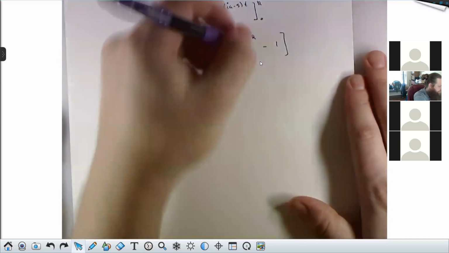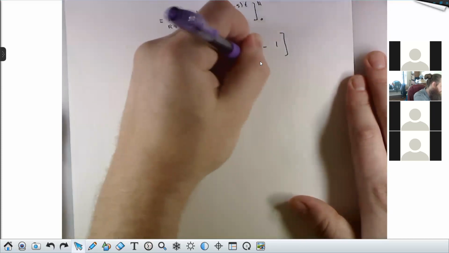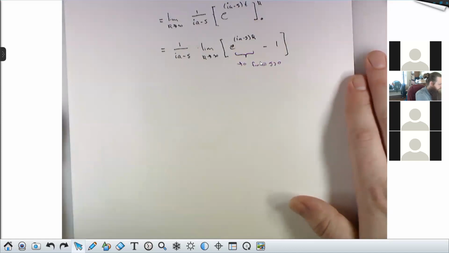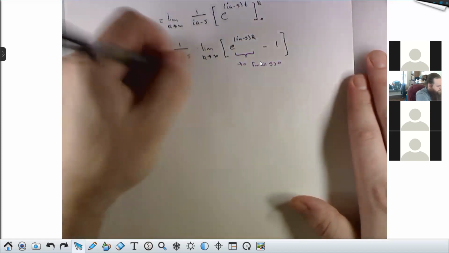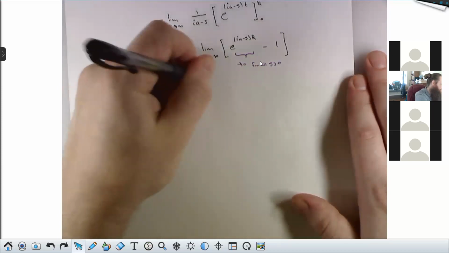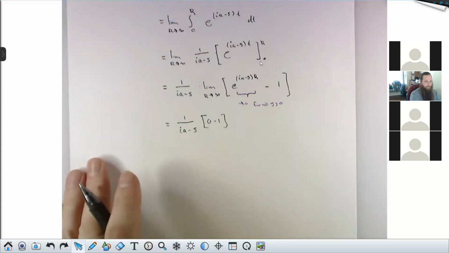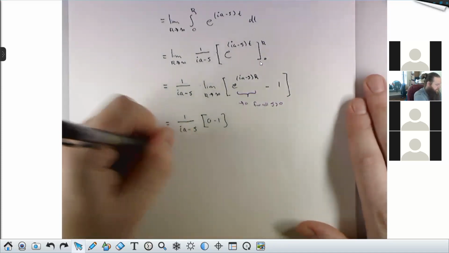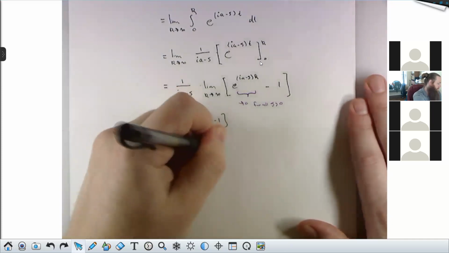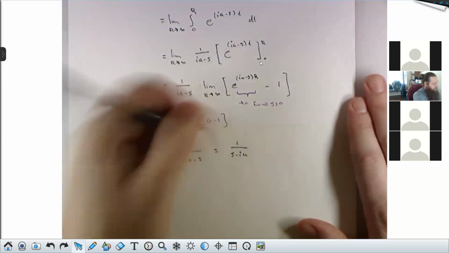This guy goes to 0 for all s greater than 0. Remember, s is a real number. So this is 1 over ia minus s times 0 minus 1, as long as s is positive, which is the negative of 1 over ia minus s, which is the same trick as before, 1 over s minus ia.